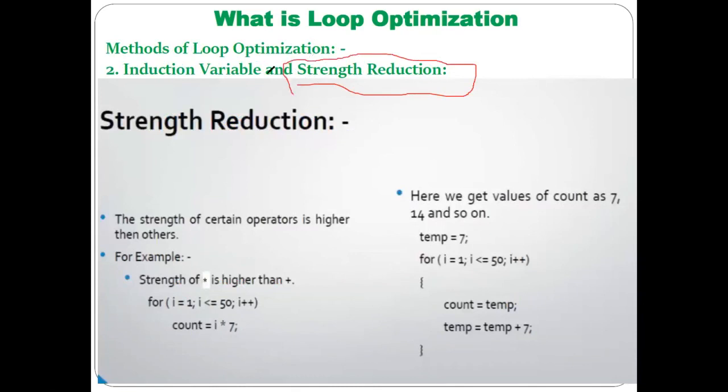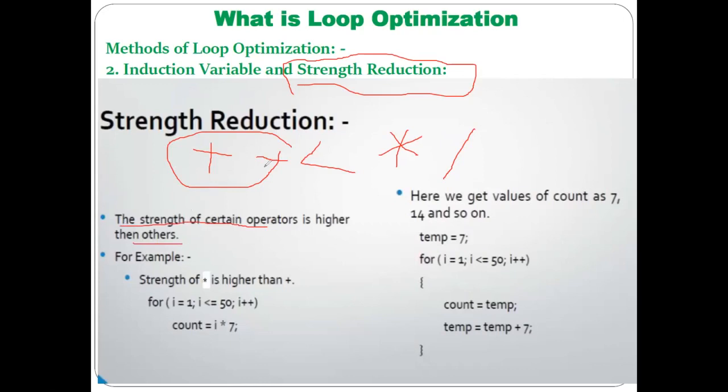Okay, what exactly is the strength reduction technique? Generally, the strength of some operators that you utilize in a programming language is higher as compared with some other operators. For example, the plus operator and the minus operator have less strength as compared with the star operator and the division operator. Understood? So in this case, the strength of certain operators is higher than others.